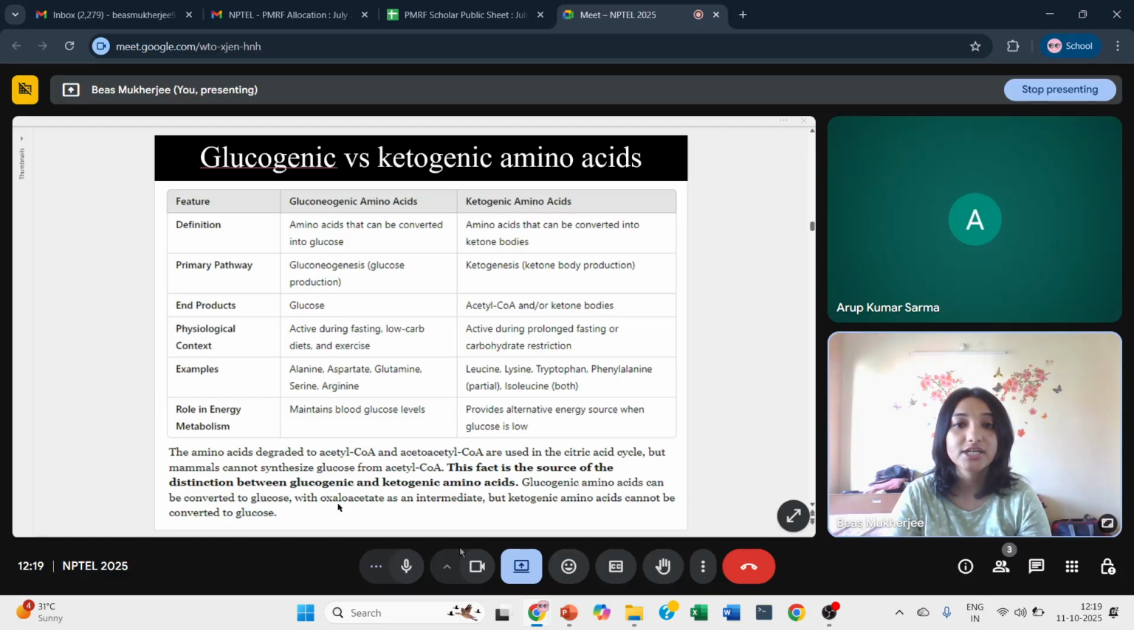Some examples of glucogenic amino acids are alanine, aspartate, glutamine, serine, and arginine. And some of the ketogenic amino acids are leucine, lysine, tryptophan, phenylalanine, and isoleucine.